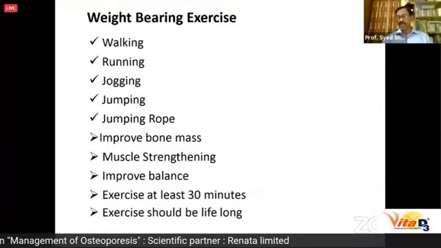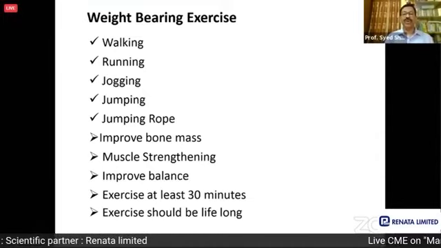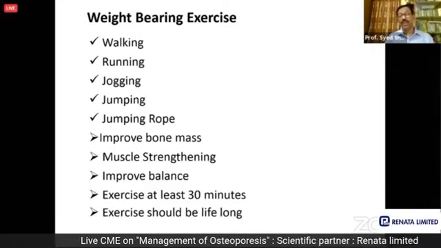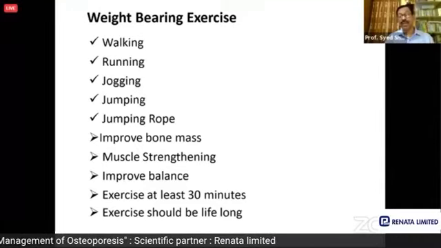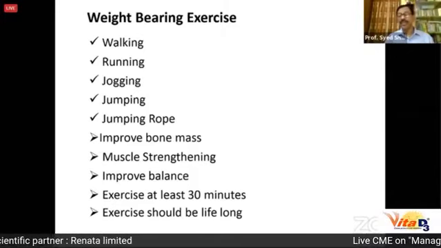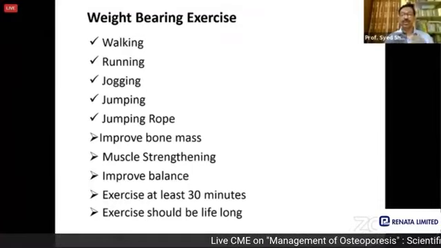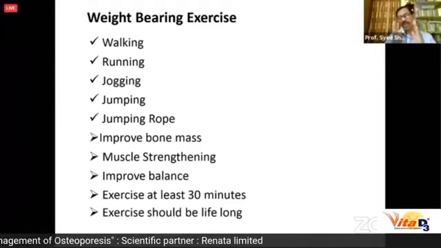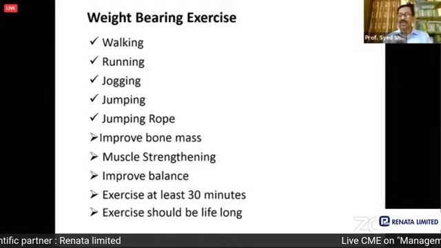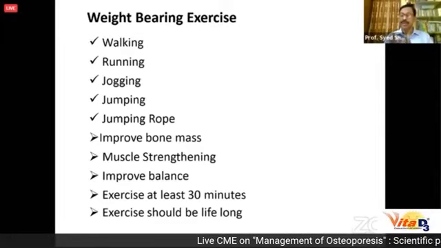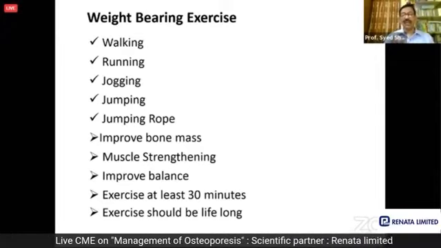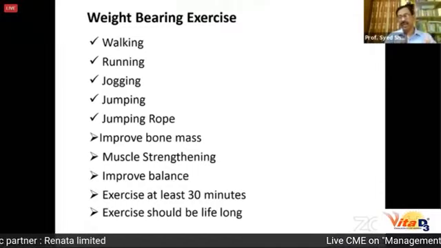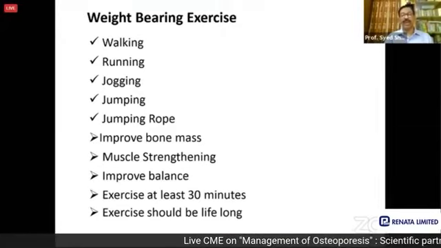What is the role of exercise, and what type of exercise should we do? Walking, running, jogging, jumping, and jumping rope. The best ones are running, jogging, jumping, and jumping rope. But for elderly people, it may not be possible, so at least walking. The time frame should be 30 minutes daily. Somebody says 5 days in a week, but if possible, 30 minutes daily. What I am telling now, the diet and this exercise, is also for the prevention of osteoporosis.